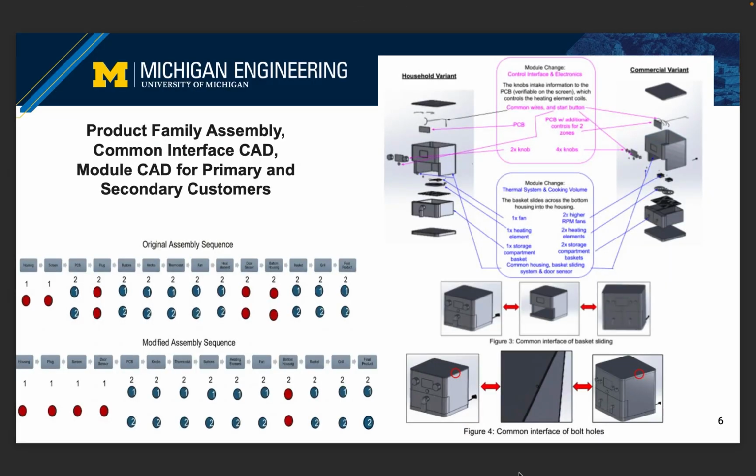For the product family design, we have developed a modular product family. The household version uses a single heating element, fan, and a basket, while the commercial version includes dual heating elements, dual fans, dual baskets, and additional controls for higher capacity. Both versions share common interfaces and structural components, which helps reduce manufacturing complexity while allowing product customization.